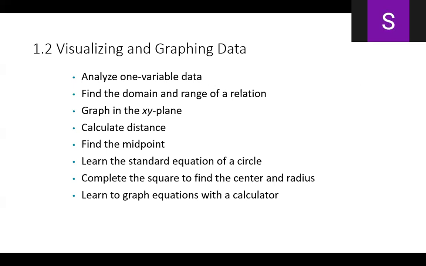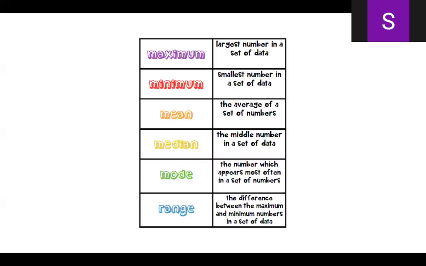Okay. These are our 8 goals, objectives for this year: to be able to analyze one variable data, find the domain and range of a relation, graph in the X and Y plane, calculate distance, find the midpoint, learn the standard equation of a circle, complete the square to find center and radius, and learn to graph equations with a calculator. That's all tied into 1.2. A lot of those things you did over a span of a week from 5th grade all the way up to algebra 1 or geometry, actually.